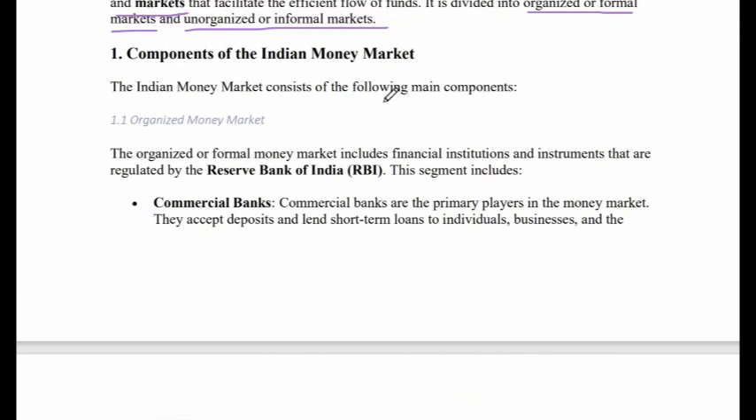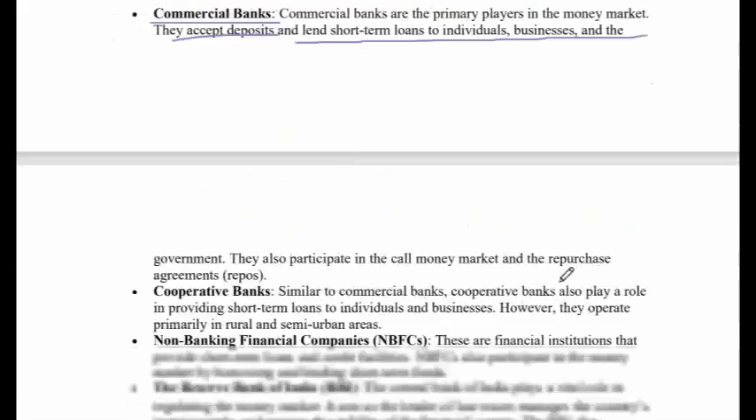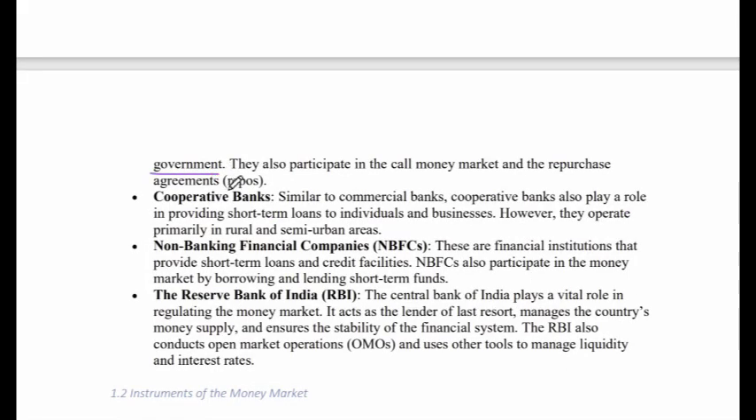Components of the Indian money market. The Indian money market consists of the following main components. Organized money market. The organized or formal money market includes financial institutions and instruments that are regulated by the RBI. This segment includes commercial banks. They are the primary players in the money market. They accept deposits and lend short-term loans to individuals, businesses, and the government. They also participate in the call money market and repurchase agreements, repos.